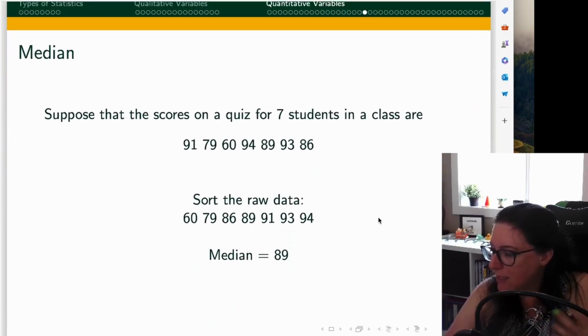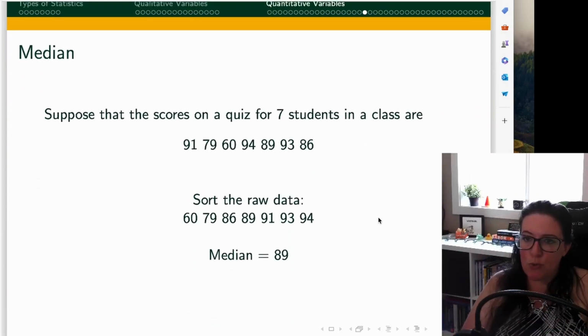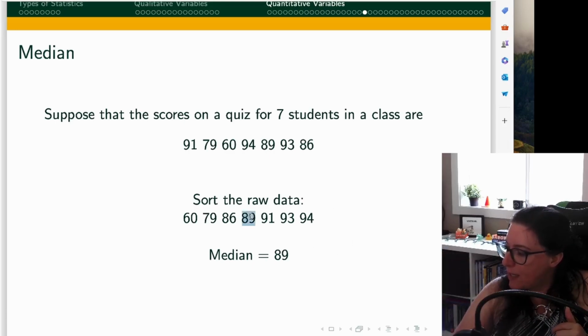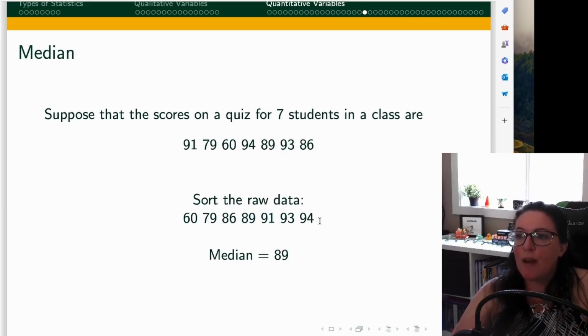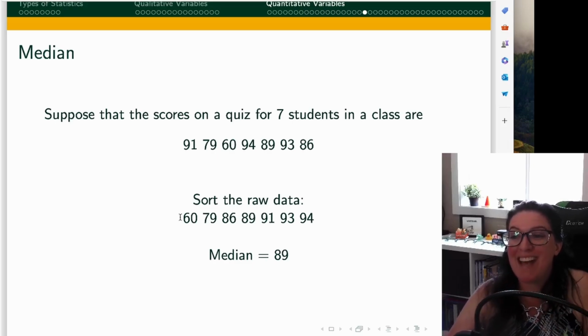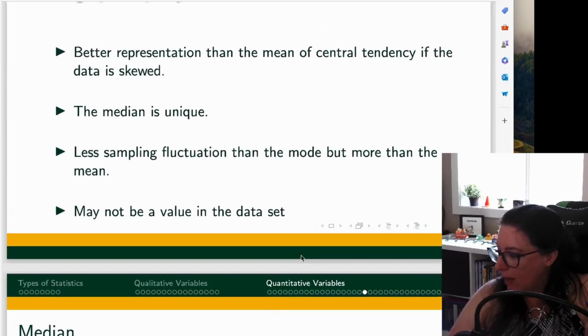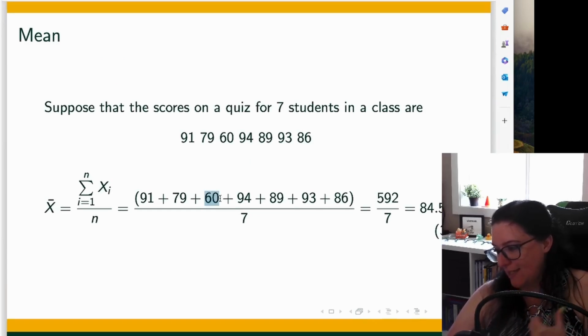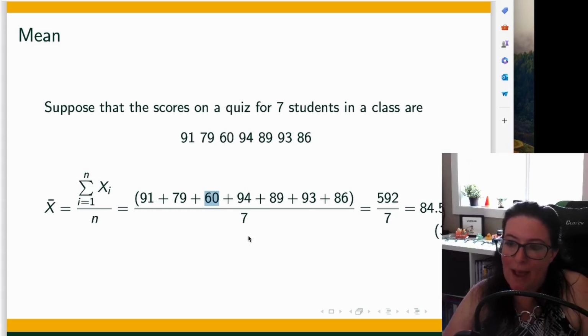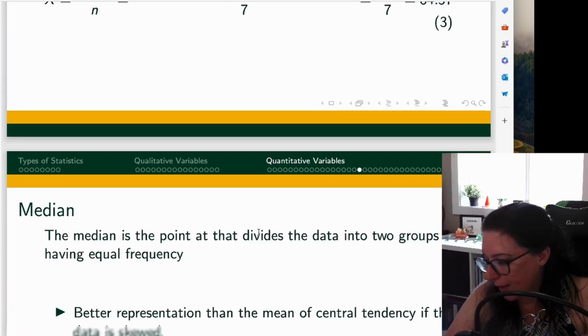Okay, so if we're back to this example here with the quiz for the 7 students, we'd put them in order, lowest to highest. And so you can see here with 89, there are 3 numbers below it and 3 numbers above it. If we had an outlier, so instead of 60, let's say that number was 10, notice that the median would still be 89. But the average would be much lower because instead of adding 60 here, we'd be adding 10. So you can see how the mean is much more impacted by that outlier or extreme value.